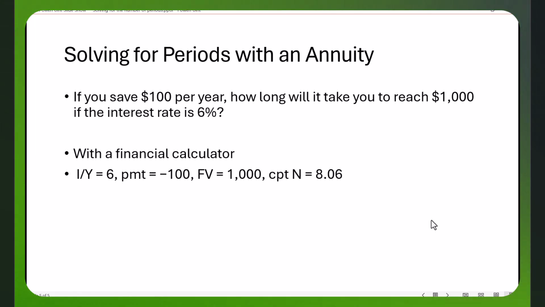You can also do this if you have annuities. Now, you can probably derive an equation for this. I was trying to do it, but it gets kind of messy. You should actually want to do this on a financial calculator. So suppose you save $100 per year starting next year. How long will it take you to reach $1,000 if the interest rate is 6%? We put into the calculator: the interest rate is 6%, the payment is minus 100, and the future value is 1,000, and we hit compute N.